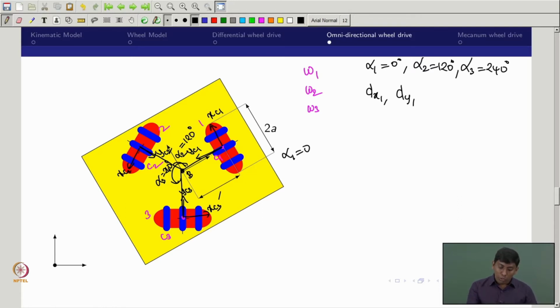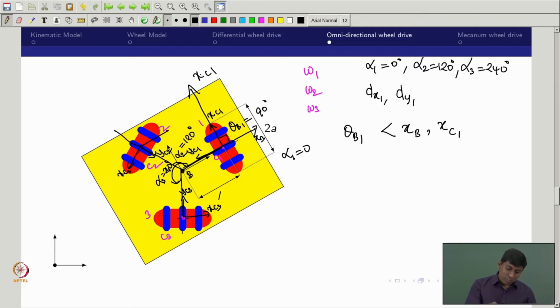Now if you look at theta b1, what is theta b1? It is the angle between xb and xc1, that is theta b1. This is the xb direction and this is the xc1 direction. So what is the angle? Theta b1 is 90°. So in this case you can see, and you can extend.